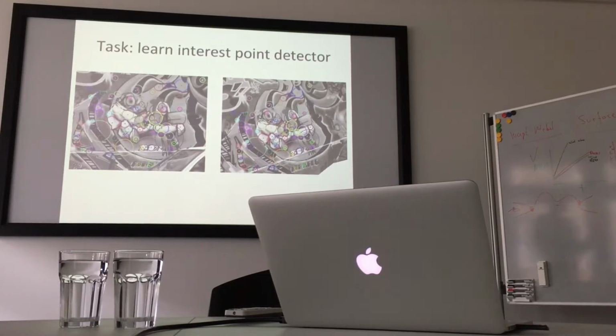Just for me to get a better understanding of the audience, can anyone who worked with interest point detection raise their hands, please? Very clear. No one. Okay, so I'll try to make it as high level as possible, like give a general idea.